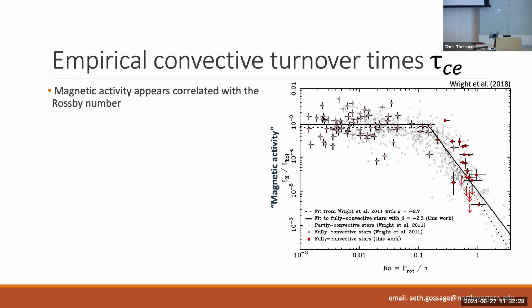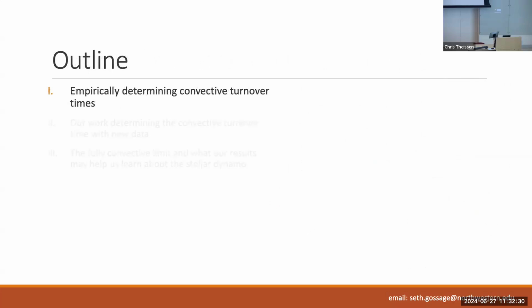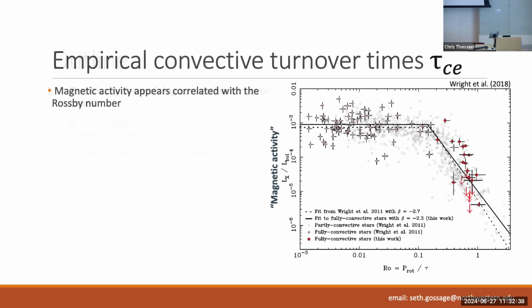So the first thing that I want to go over is how we can empirically determine convective turnover times. So we have this relation that Angstar went over, which we think is telling us something about the magnetic dynamo, where we have on the y-axis magnetic activity in the form of X-ray luminosity, and on the x-axis Rossby number again, which is this quantity, the rotation period of the star divided by the convective turnover time.